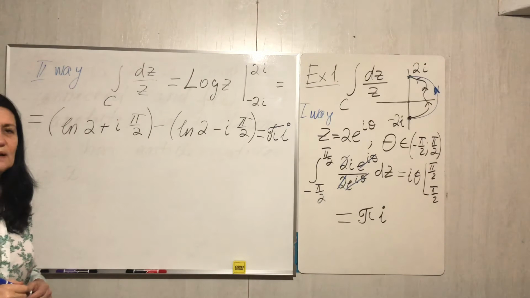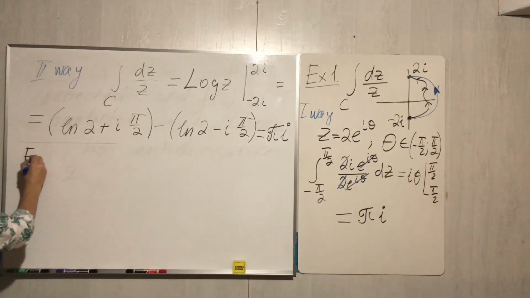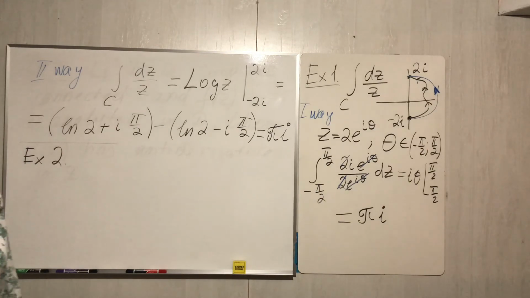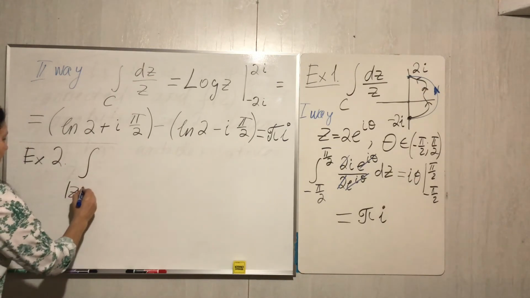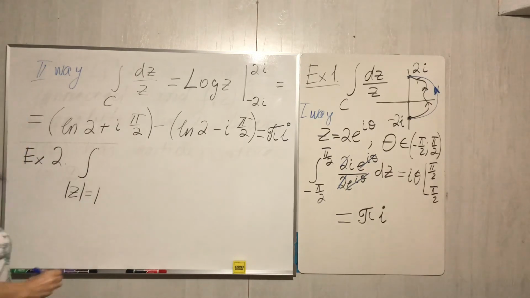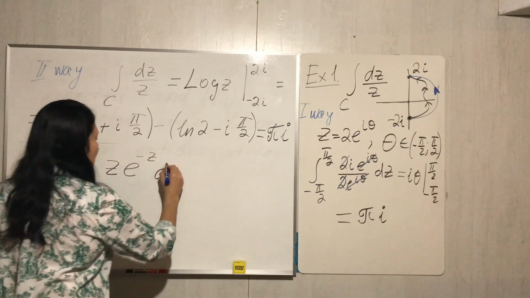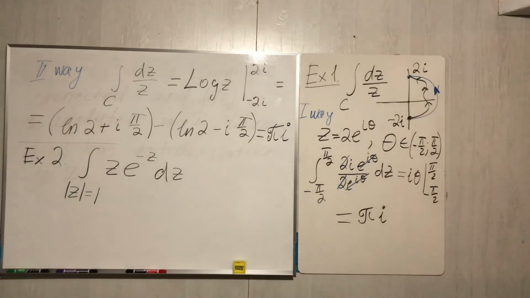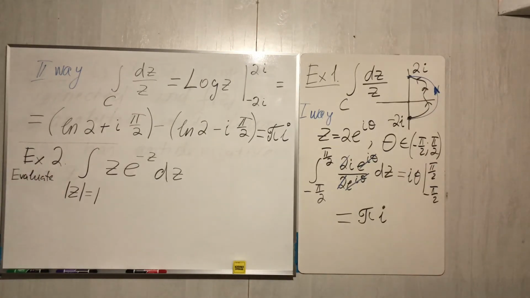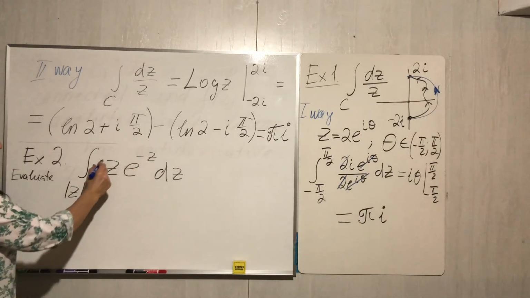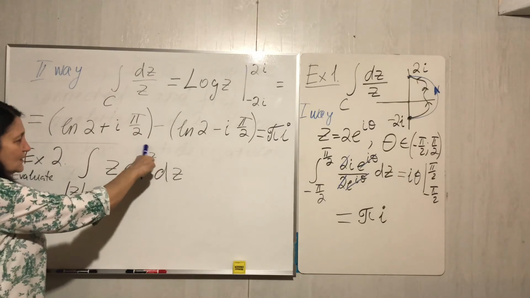Let's look at another example. Example 2: you have to determine the value of this integral. So if we have the integral along a unit circle of the function z e to the negative z dz, evaluate this integral. We can look at this integral and see that z is an analytic function, and e to the negative z is also an analytic function.